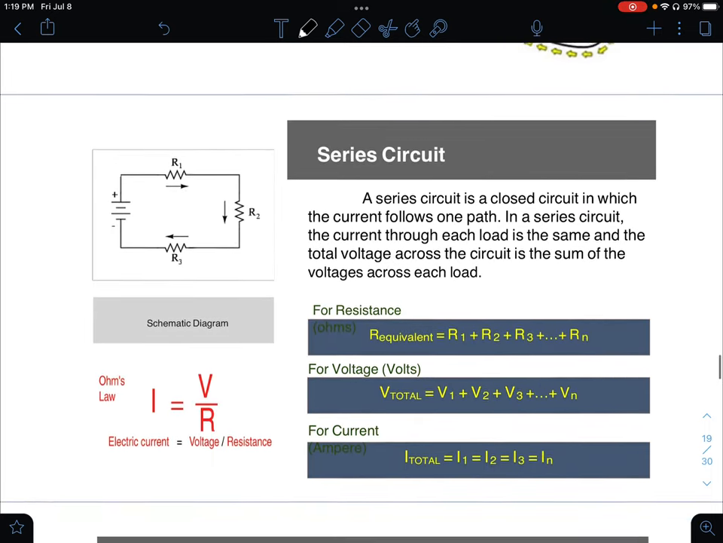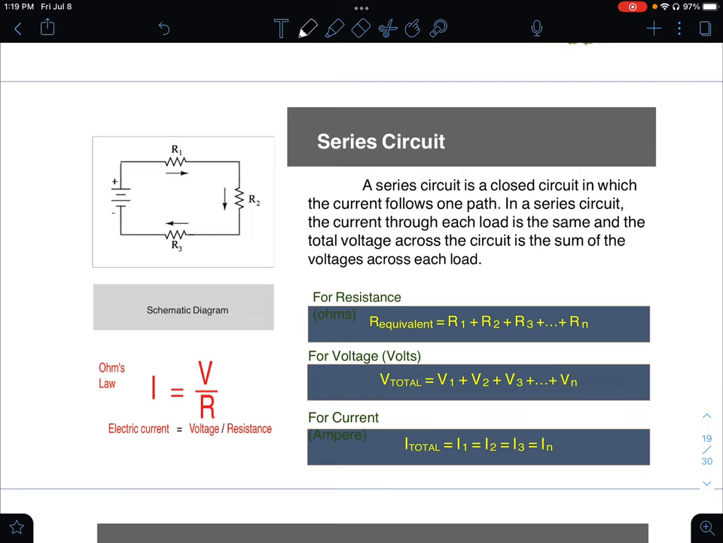To solve for the series circuit, for the total resistance, the total voltage, and the total current, we again have I is equal to V over R. For the total resistance, we add all the resistances. For the voltage, we also add all the voltages, and the current flowing in the circuit is the same current flowing through all of them. The current here and the current there are all the same.